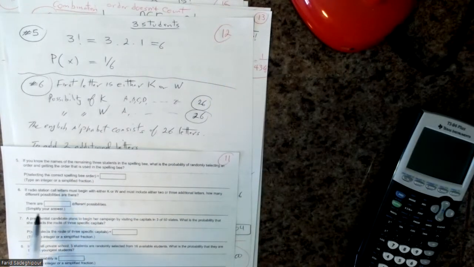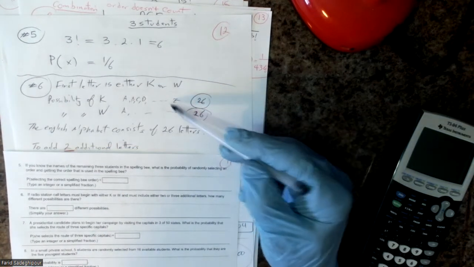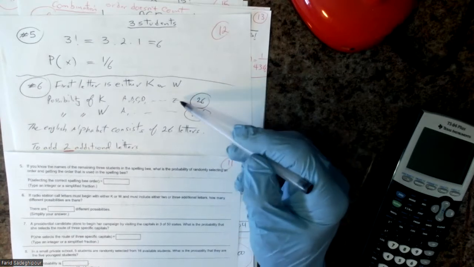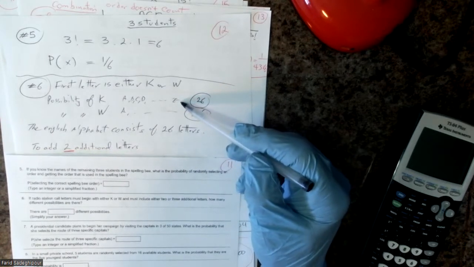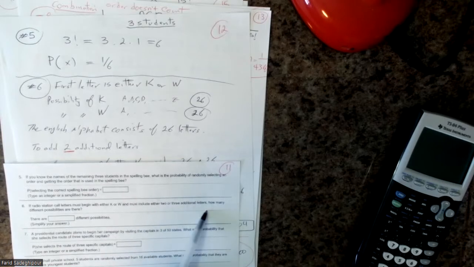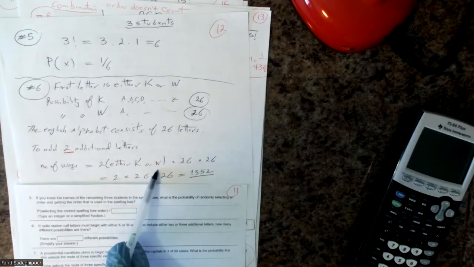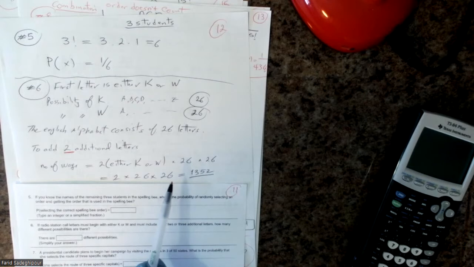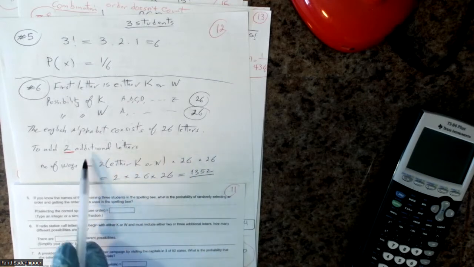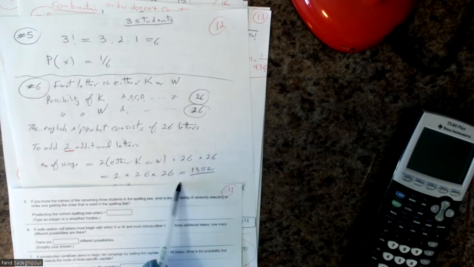Radio station call letters must begin with K or W. So what's the probability the first letter is K or is W? 26 and 26 because there are 26 letters in the alphabet. And then must include 2 or 3 additional letters. So number of ways is you either have K or W, so there are 2 possibilities there. The second one could be 2 additional letters. 2 additional letters is 1 out of 26, 1 out of 26.